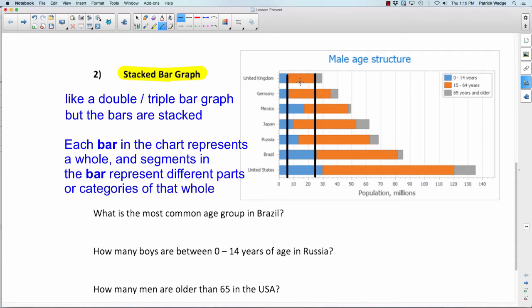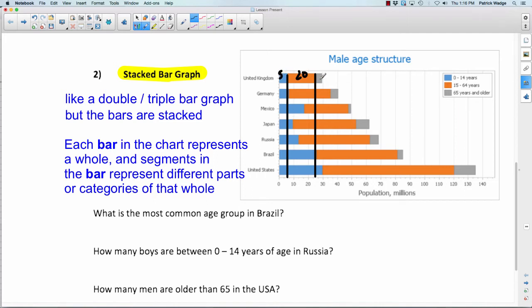Anyway, if I did want to know the number of males between 15 and 64, I would take this number, which looks like it's right in the middle, about 25 million, and I'd subtract this number, which I'm just going to say is right in the middle there, about 5 million. So 25 million, take away 5 million, means there'd be 20 million there. So it'd be about 20 million here. We already said that this was around 5 or 6. I'm going to go with 5.